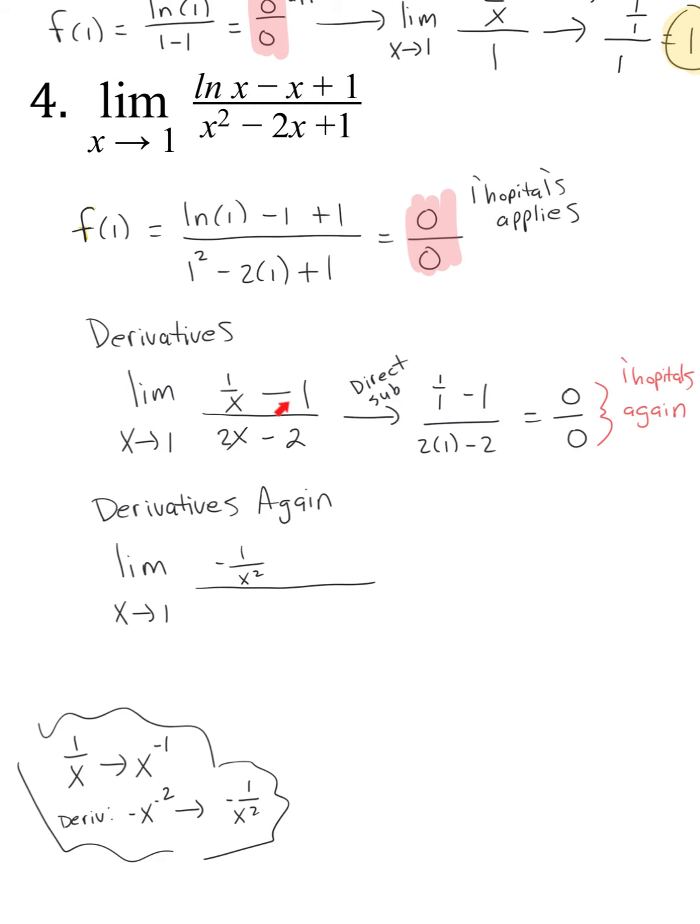I keep going up on top. The derivative of negative 1 is just 0. So now I go down to my denominator. The derivative of 2x is 2, and the derivative of negative 2 is 0. So when I take the derivatives again, I get this right here. Now I go ahead and do direct substitution. On top, I have negative 1 over 1 squared, and on the bottom, I have 2. And that gives me a solution of negative 1/2. And there is the solution.